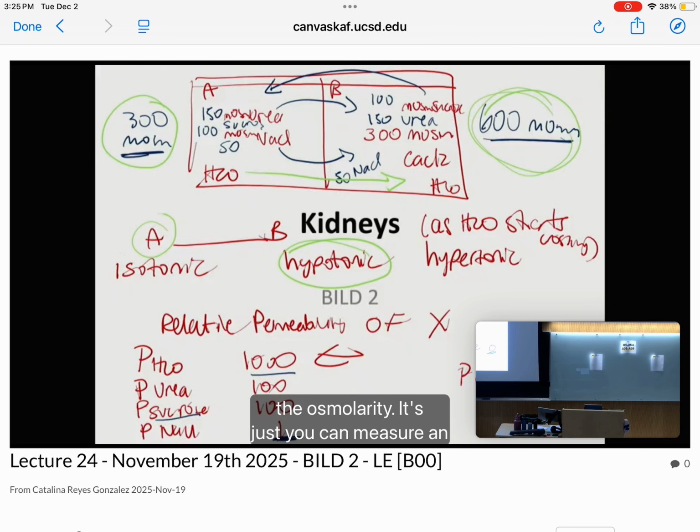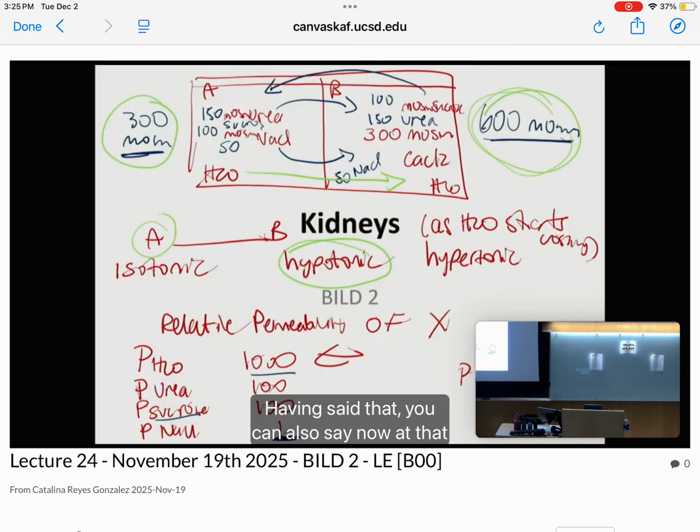It's just that you can measure an osmolarity by comparing the numbers. Tonicity refers to the movement of water given what solutes can move or not move. If it was a system in which everything can move, then the osmolarity is the same and tonicity is going to be the same. But because you have osmotically inactive solutes, things that cannot move either because you don't have the driving force or you don't have the pathway, then tonicity will be different than osmolarity.